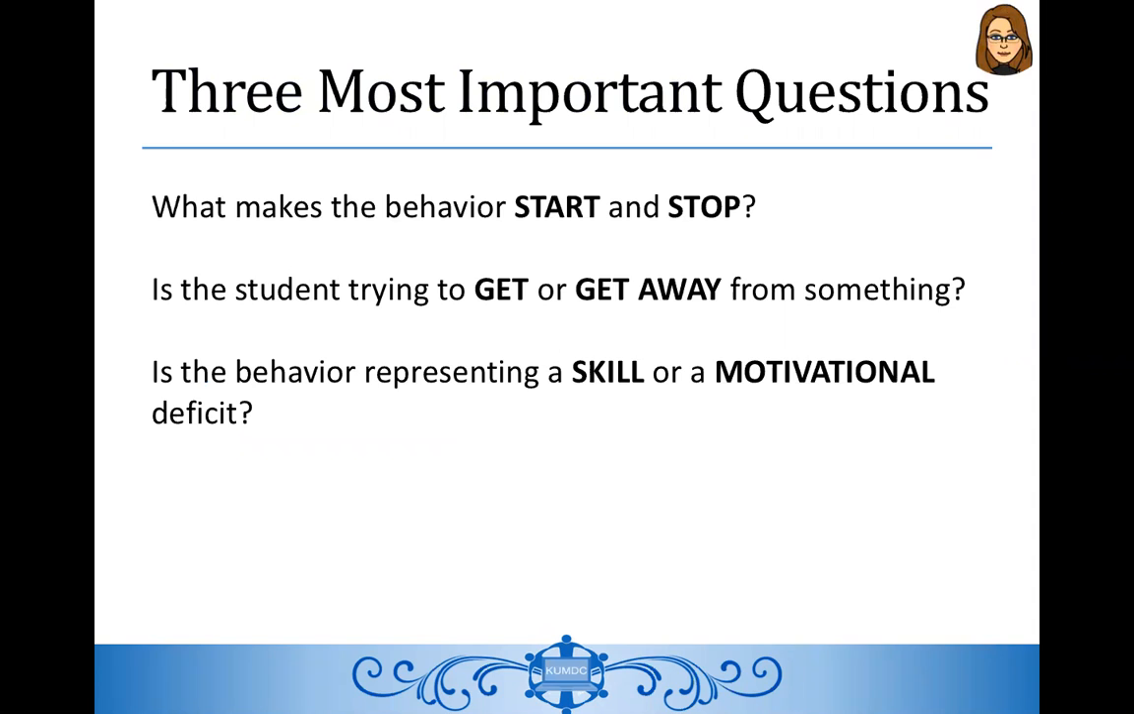So 3 important questions you can ask yourself to think about the behavior functions: what makes that behavior start and stop? So really take a look when a behavior occurs at what was happening just prior to it in the classroom, other students, what was going on with that student, the noises, anything like that, and try to take note of that. And then when the behavior stopped, take note of what caused the behavior to stop as well. Is the student trying to get something or get away from something, as Cheyney said? And is that behavior representing a skill or a motivational deficit?